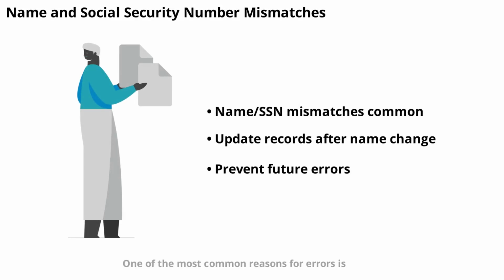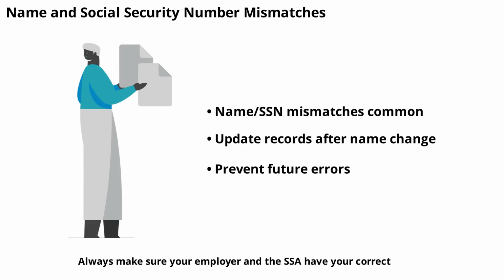One of the most common reasons for errors is a mismatch between your name and Social Security number. This can happen if you change your name after marriage or divorce and forget to update your records. Always make sure your employer and the SSA have your correct, up-to-date information. This simple step can prevent a lot of headaches later on.